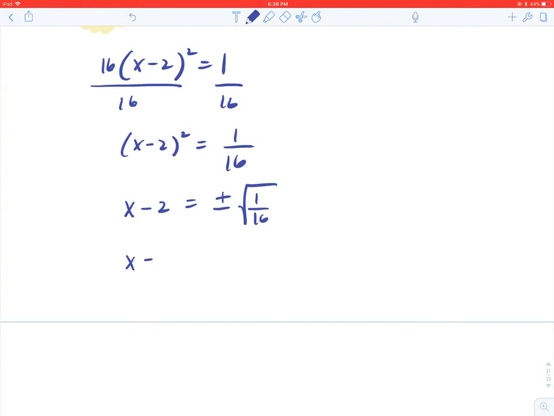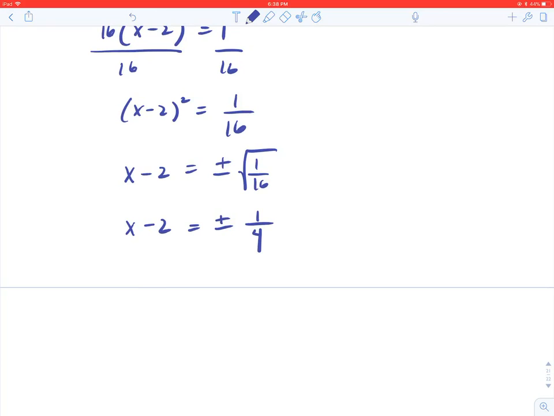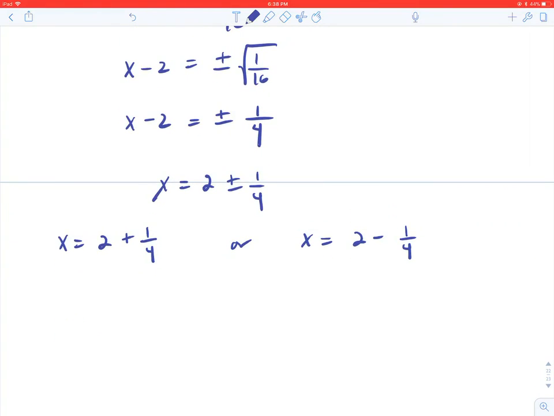Now remember, 1 is a perfect square. The square root of 1 is 1. So we'll have x minus 2 equals plus or minus 1/4, and 16 is also a perfect square. And then when we add 2 to each side of the equation, we'll have x equals 2 plus 1/4, or x equals 2 minus 1/4.